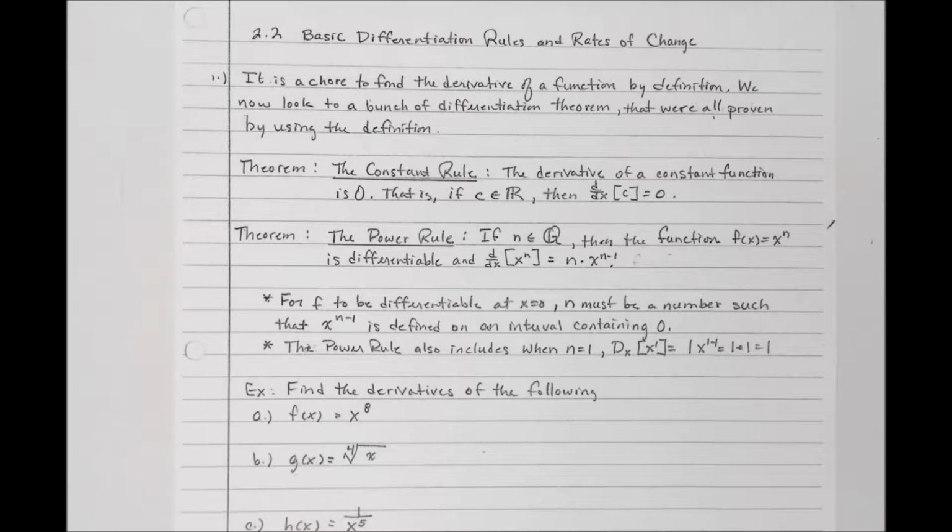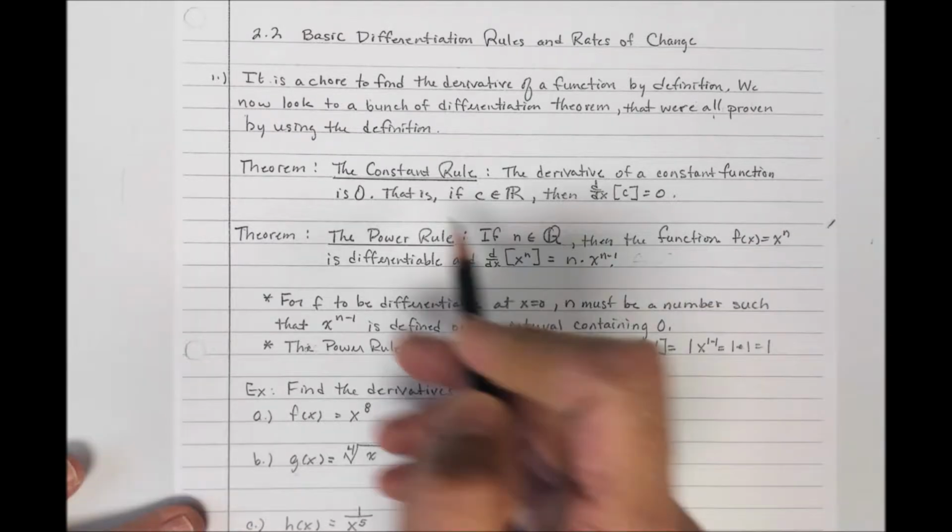So we'll start off with the constant rule. Now think about the constant. A constant function is like y equals 5, so it's a horizontal line. If we try to find the derivative of a constant function, it's as if we're trying to find the slope of a tangent line to a horizontal line. Well, it would be horizontal and the slope would be 0. So the derivative of a constant function is 0.